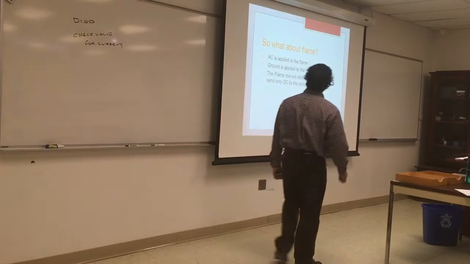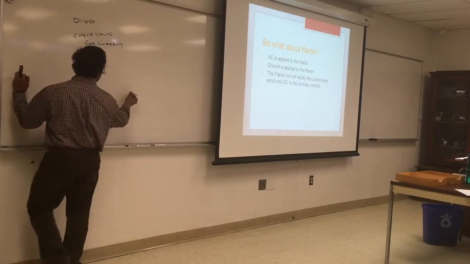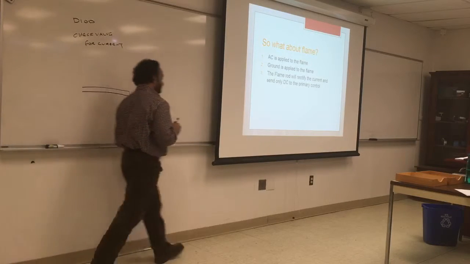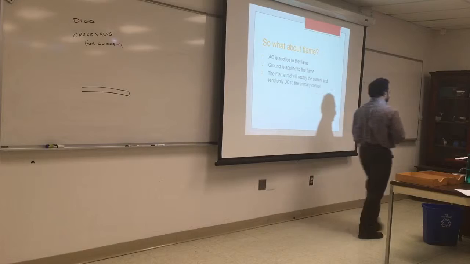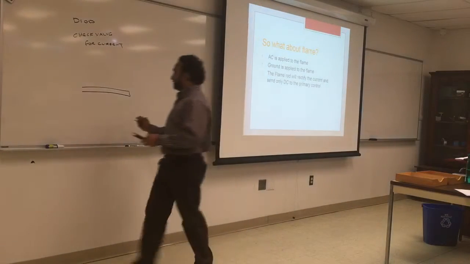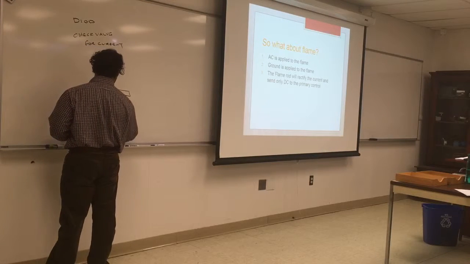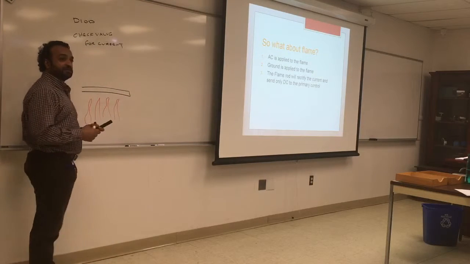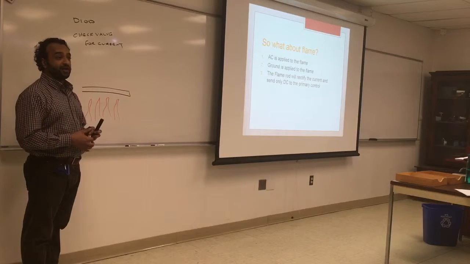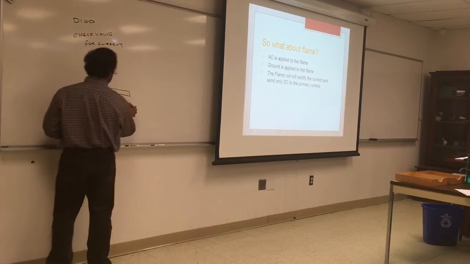So what about the flame? AC is applied to the flame. We didn't have that schematic here. I'll keep drawing it. It's my flame rod. This is my flame. And what do we say the flame has? Light, heat, infrared, ultraviolet sometimes, and ions, which is kind of plasma.